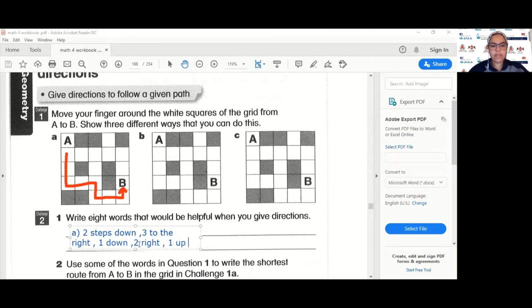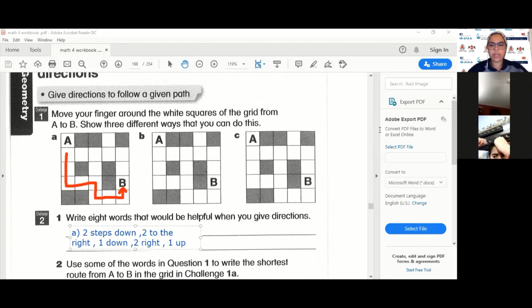So this is what I did to move from A to B. I moved 3 steps down, 1, 2, 3. Oh, there are 2 steps to the right, actually, not 3. 2 steps to the right. From here, 1, 2. 1 down, and 1, 2 to the right, and 1 up. Now I reach point B. Do you have any question? Okay, do you have any question, guys?